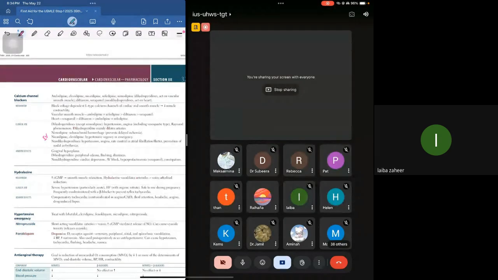The second thing is that whenever you give the patient calcium channel blockers, the smooth muscles will not contract anymore. And when the smooth muscles do not contract, the patient is going to have constipation because the GI tract is not moving. I think everything is clear till now. Any question? So what can we use to control the side effects of constipation?